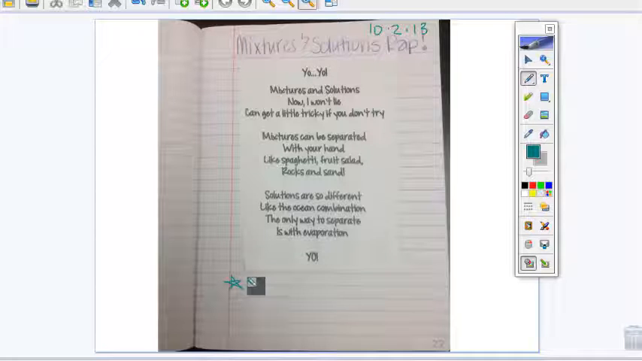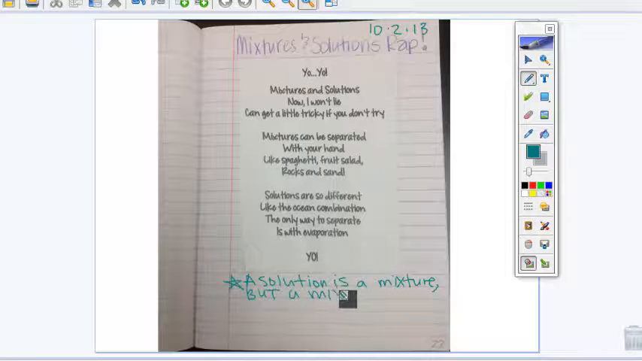And that is that a solution is a mixture, but a mixture is not always a solution. Okay, that is a really big point to remember and understand.